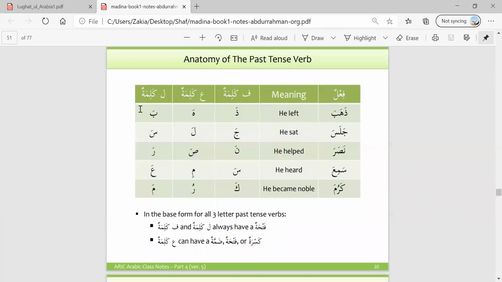The past verbs here, you can see they've broken them down for you. Dhahaba, again, they matched it for you with fa, ain, and lam. Jalasa, with fa'ala. Nasara, fa'ala, with noon matching the fa, sad matching the ain, and ra matching the lam. Sami'a, karuma. In all the bases of words, the 3 letters make the past tense. That's something else that you need to revise.